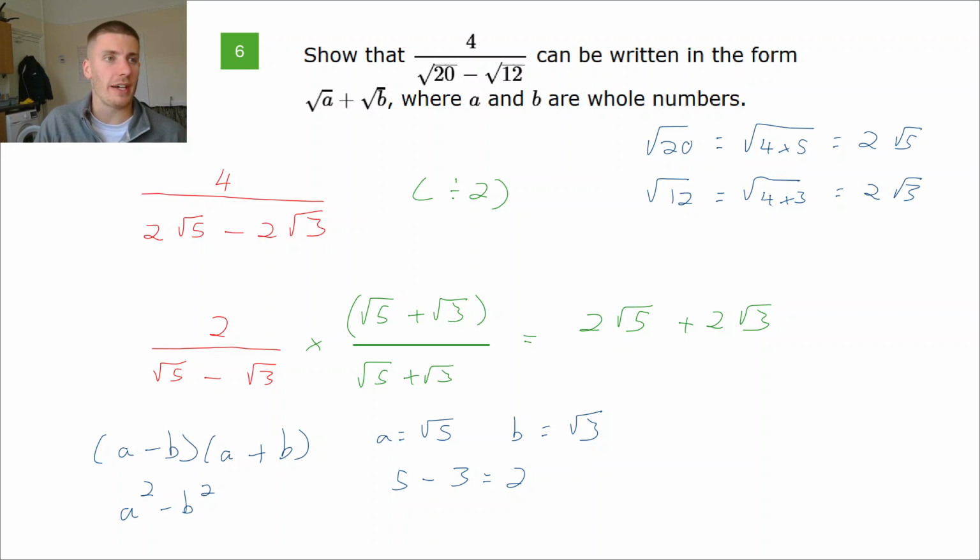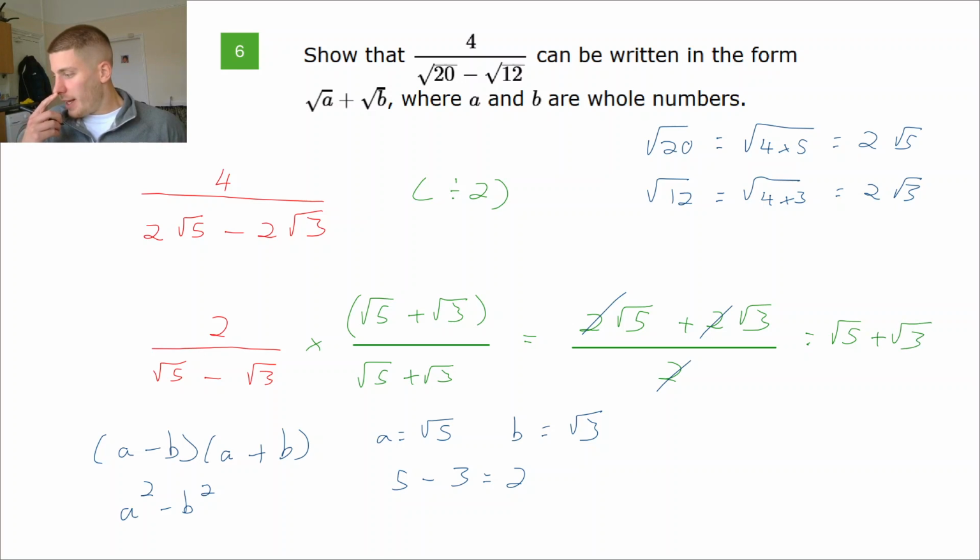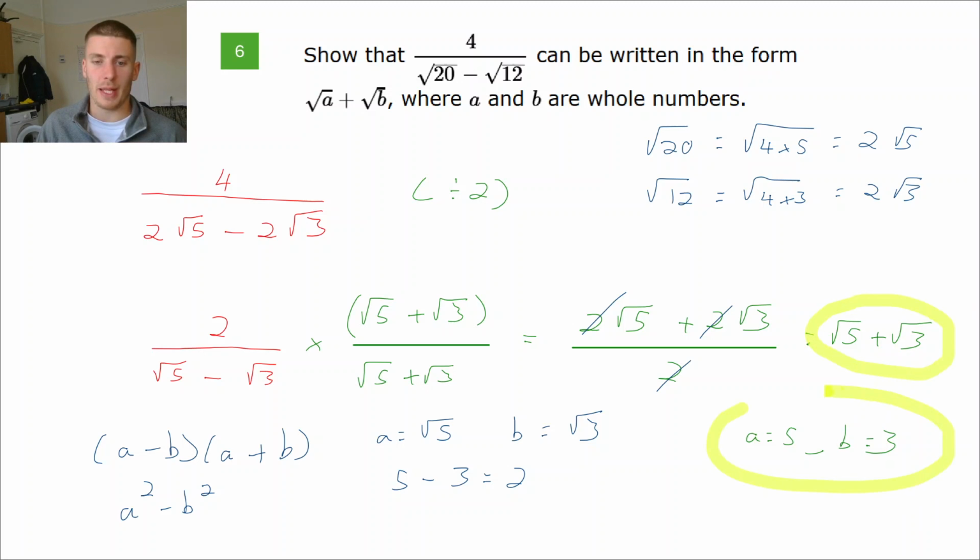So then this can all be divided by the number 2. And this is working out really nicely because these 2's are all going to cancel if you divide through by 2. So you're left with, as your answer, just root 5 plus root 3. And that is your answer. Always check, this is in the form root a plus root b, a is equal to 5 and b is equal to 3, where a and b are whole numbers. Perfect. So a is equal to 5 and b is equal to 3. There is our answer.